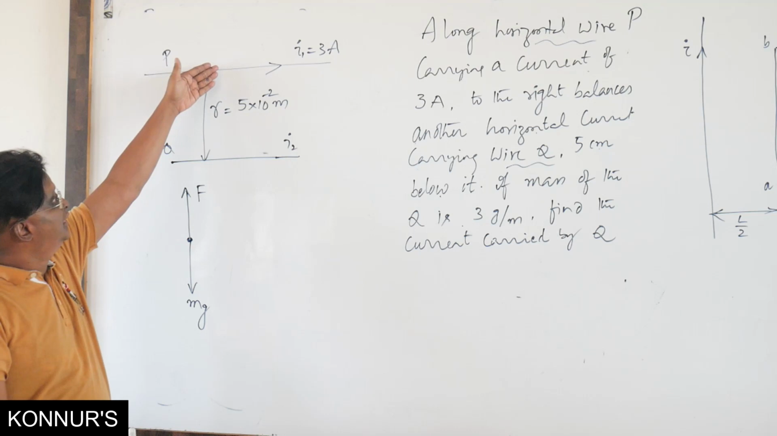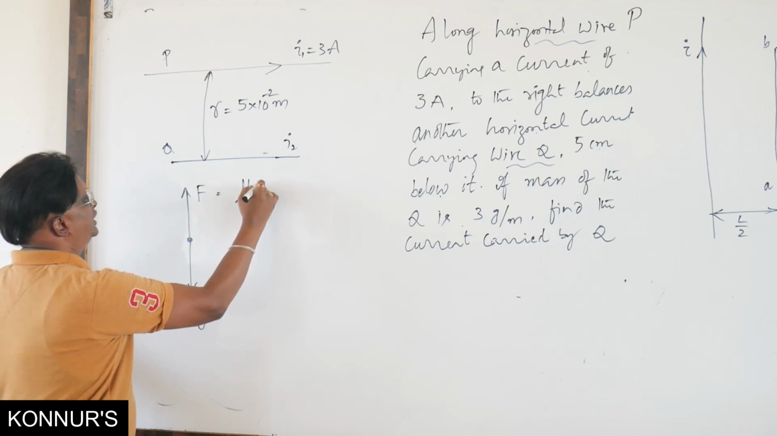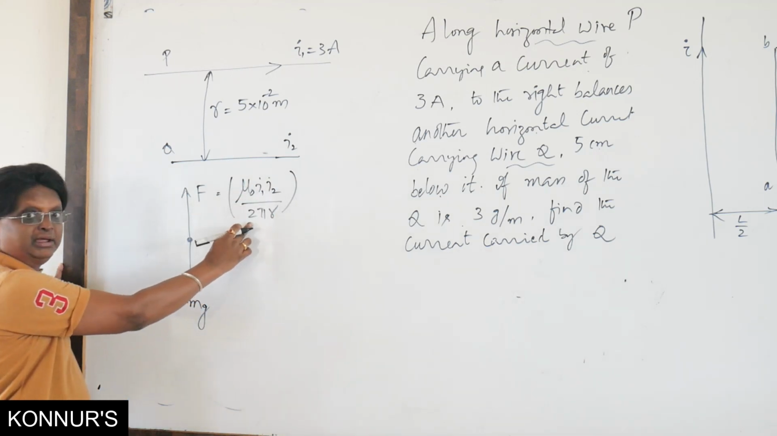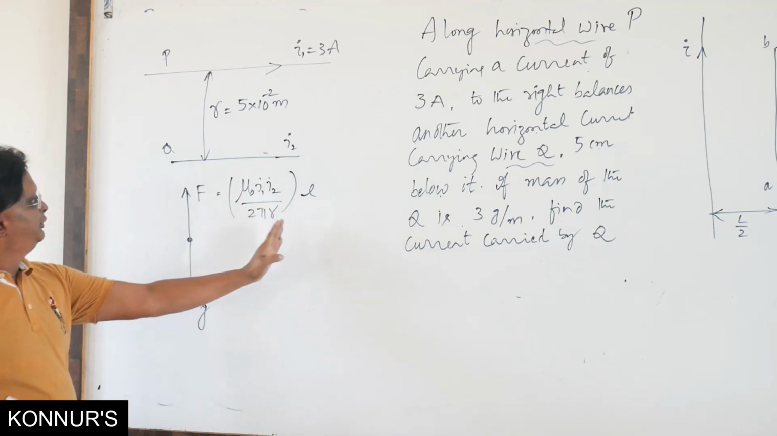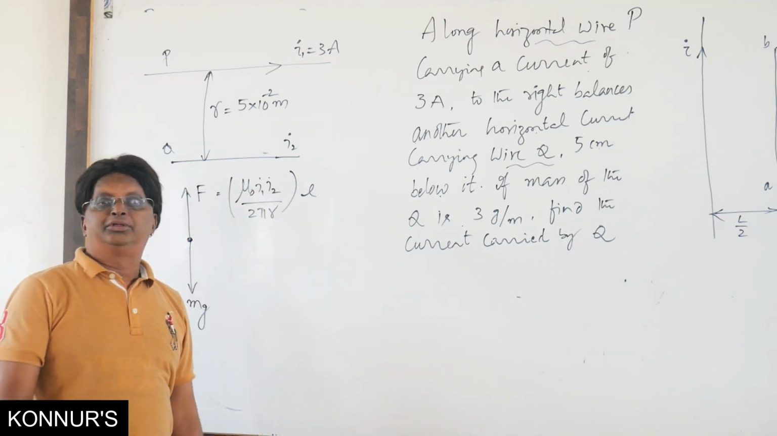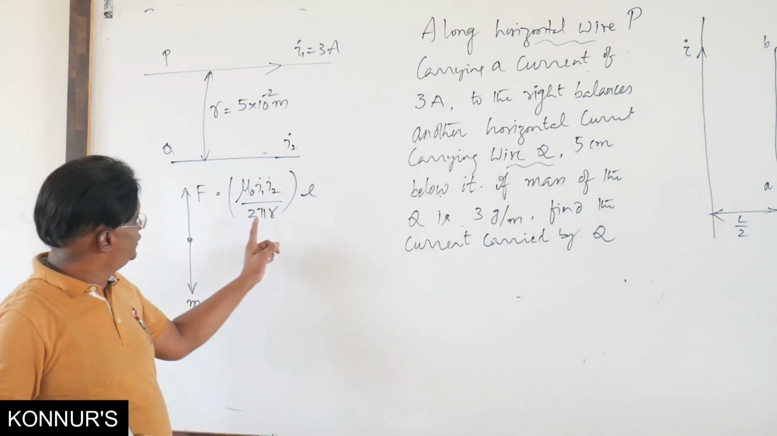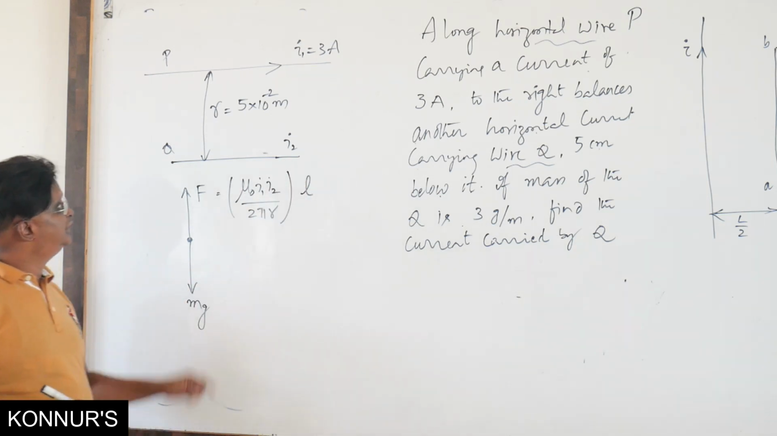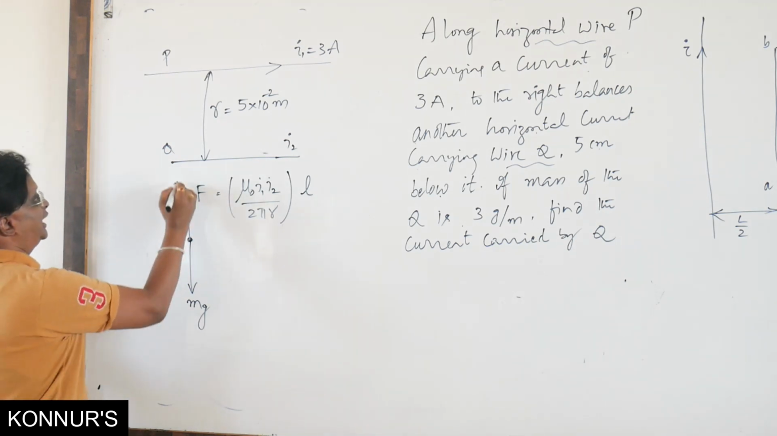See, it is the case of parallel conductors, both carrying currents. Therefore, F is equal to mu naught I1 I2 by 2 pi r. This is the force per unit length. If L is the length of Q, if I multiply with L, that will be the total force on Q. Remember, mu naught I1 I2 by 2 pi r is not the total force in the case of parallel conductors. It is only force per unit length. To get the complete force, multiply by the length of the conductor under consideration.